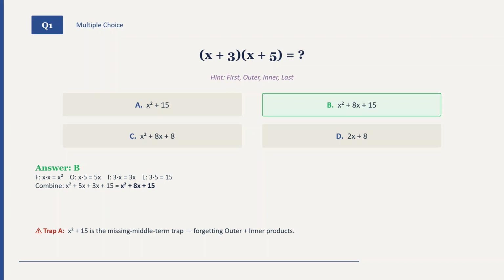First, x times x equals x squared. Outer, x times 5 equals 5x. Inner, 3 times x equals 3x. Last, 3 times 5 equals 15. Combine 5x and 3x to get 8x. The trap is forgetting to combine the middle terms and leaving 4 separate terms.